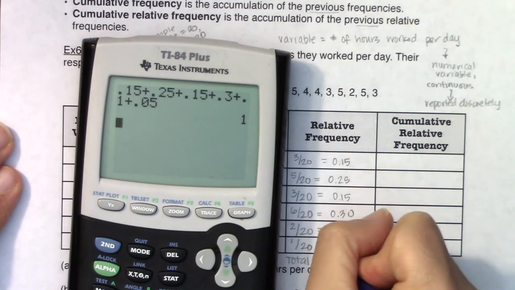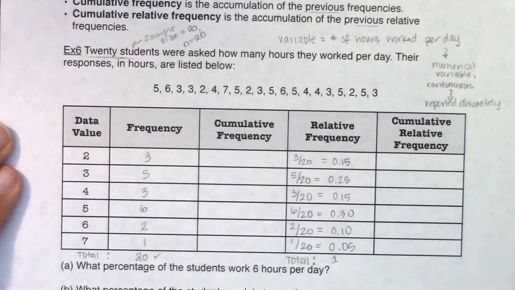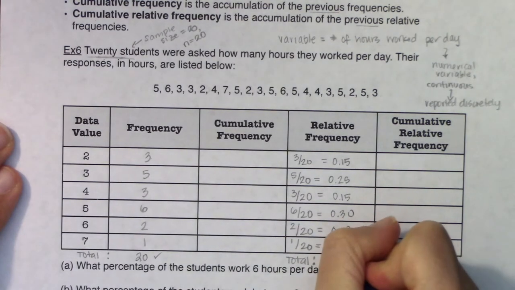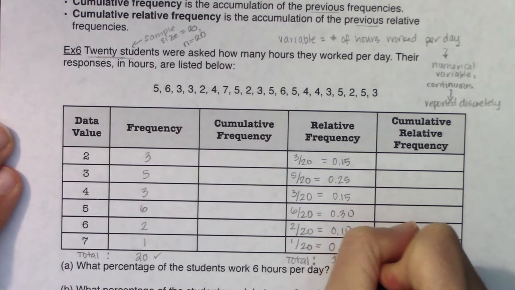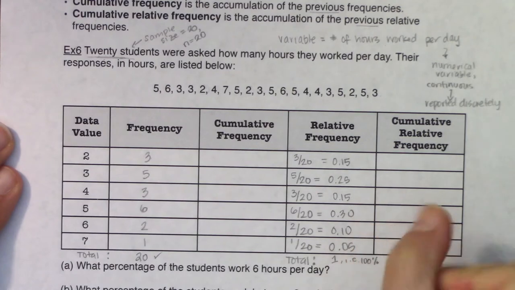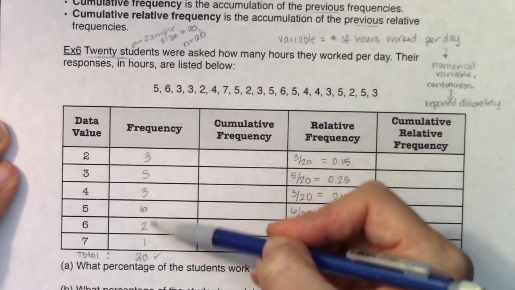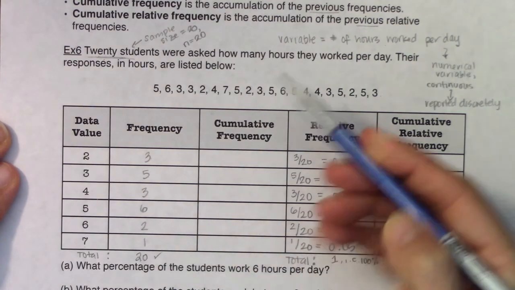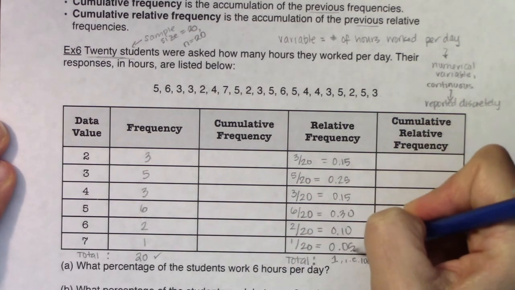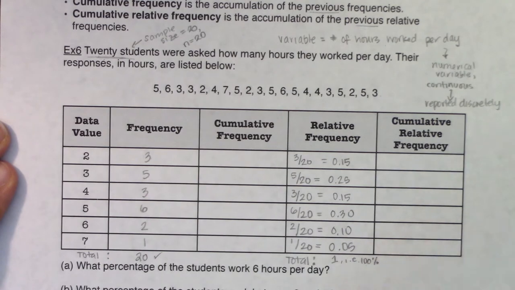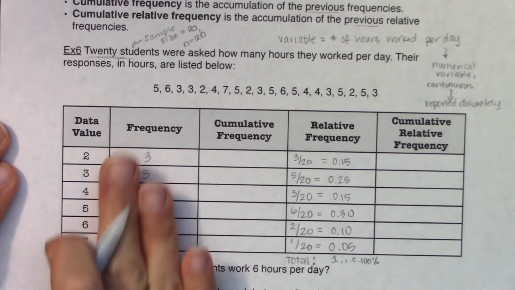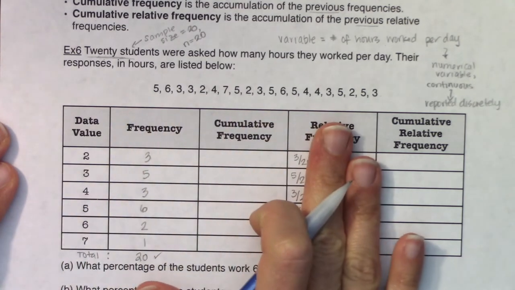When I total that out, I should get 1, because 1 as a percentage is 100%. And I should have accounted for every student in my sample. So you want to make sure that your frequency column always totals out to your sample size, and your relative frequency column always totals out to 100%. Okay, so with that, we got how we can convert from frequency to relative frequency.